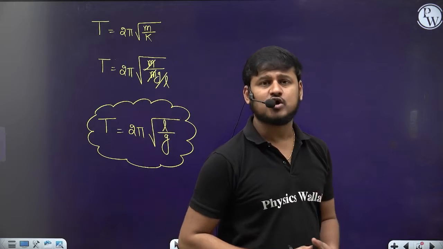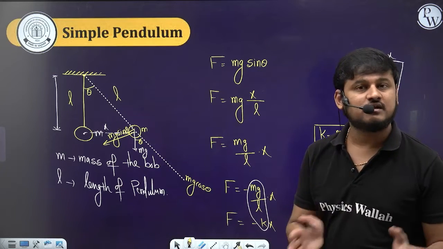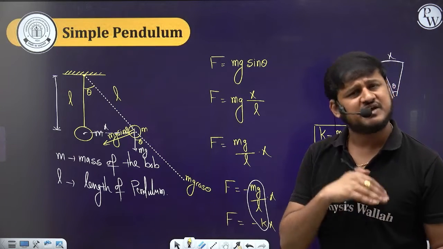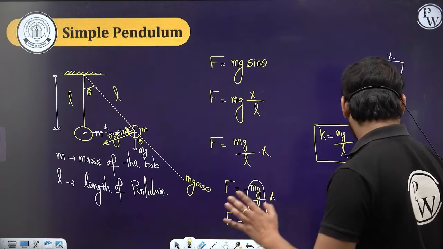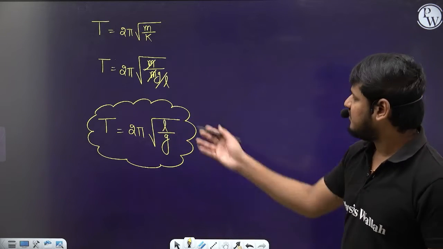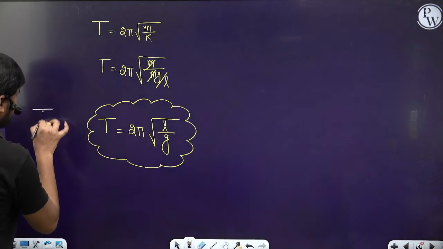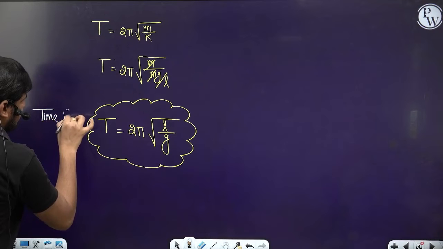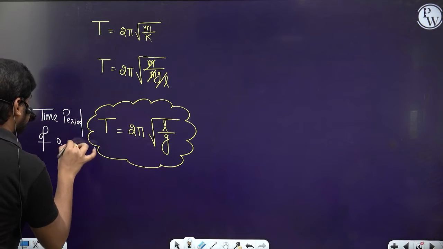This formula you already know, but this is how we derive it. We already learnt finding the time period of any S.H.M, not only this one. So for the simple pendulum, this is how we get the final formula. This is the time period of a simple pendulum.